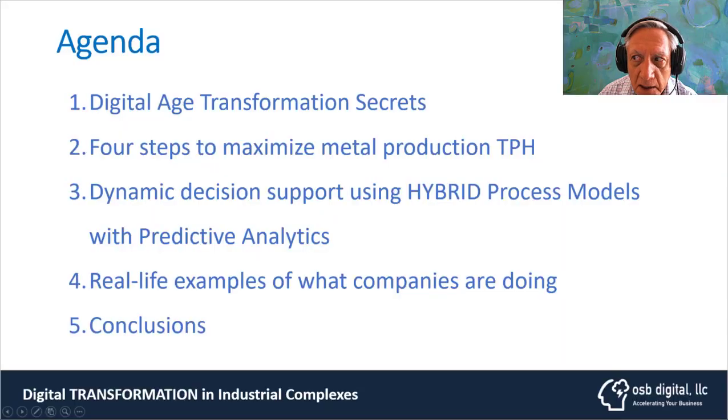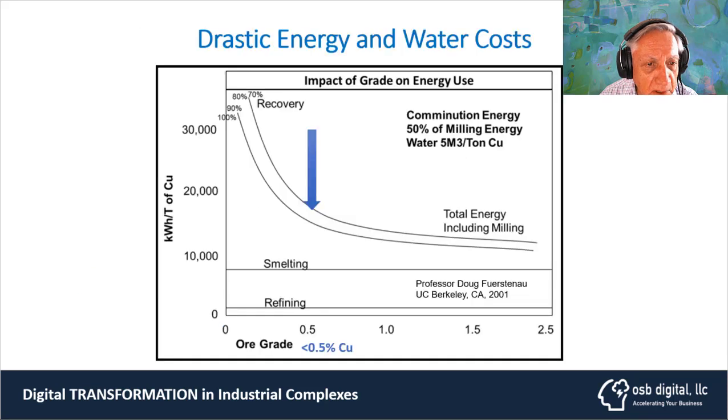The agenda for today consists of the digital age transformation secrets, which is very important for this type of presentation today. There are 4 steps to maximize the metal production in tons per hour. The dynamic support using hybrid models and predictive analytics is going to be presented and discussed. And real life examples of what the companies are doing are going to be shared and some conclusions drawn.